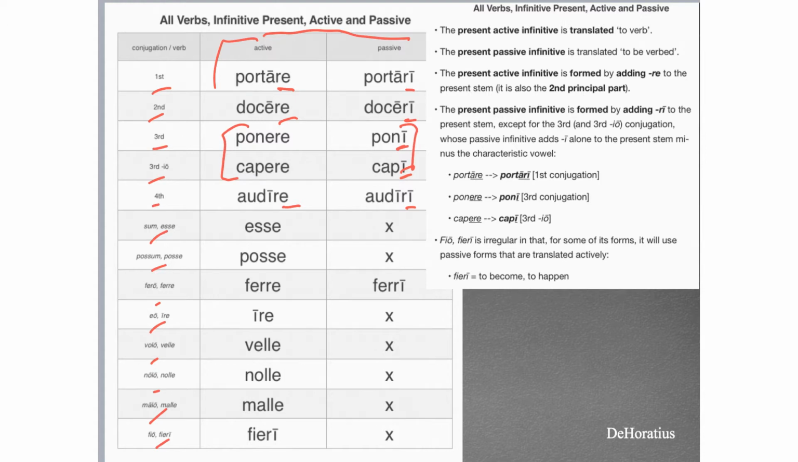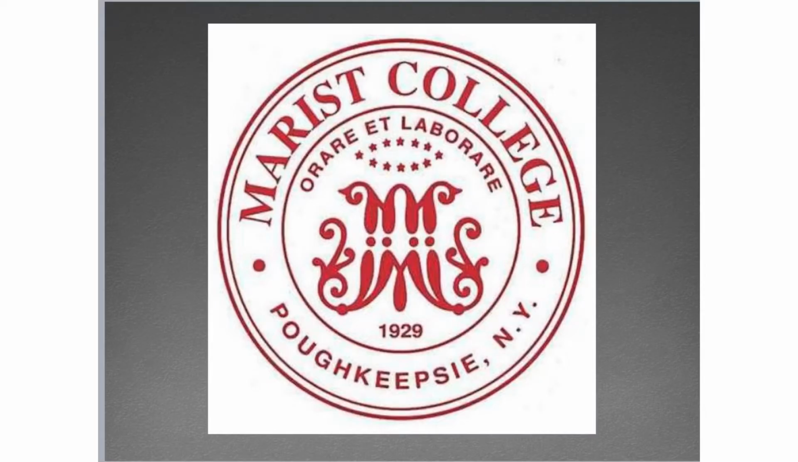So in general, again, present active infinitive RE, second principal part. All right, present passive infinitive RI, with the exception being the third and third IO. The active infinitive is translated to verb, right? And the passive infinitive is translated to be verb. So there's to verb above and to be verb down below. Okay, so those are your present active and passive.